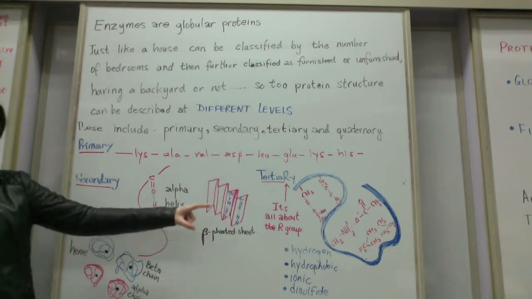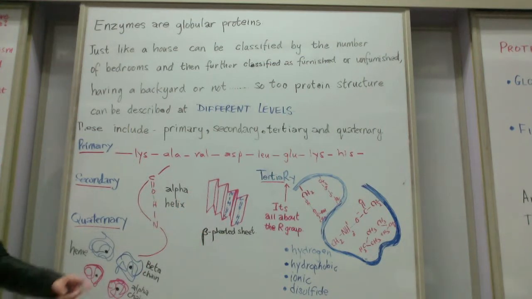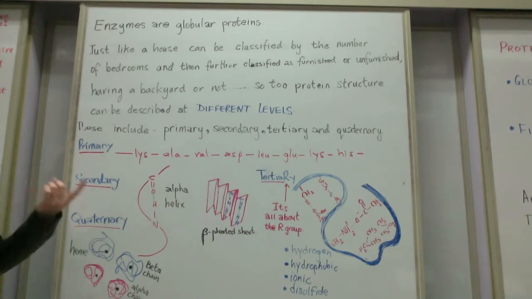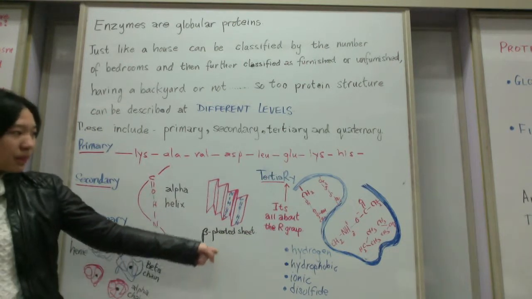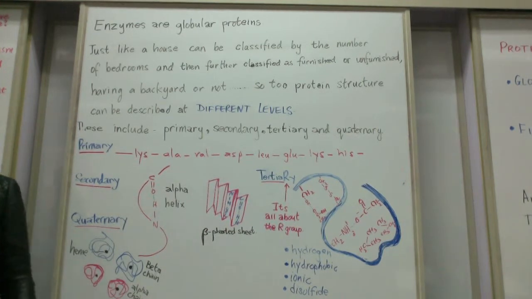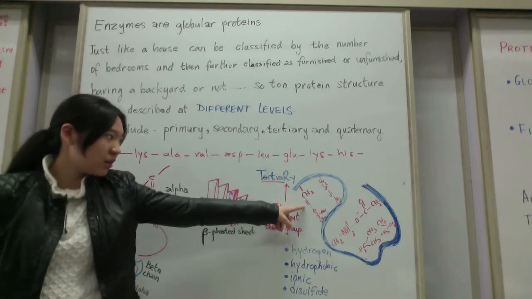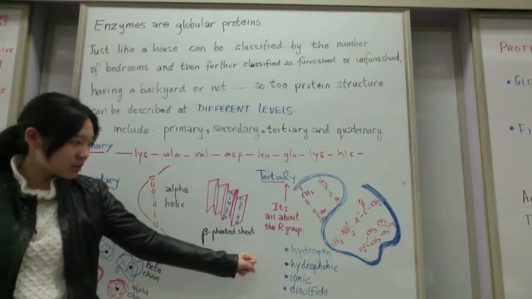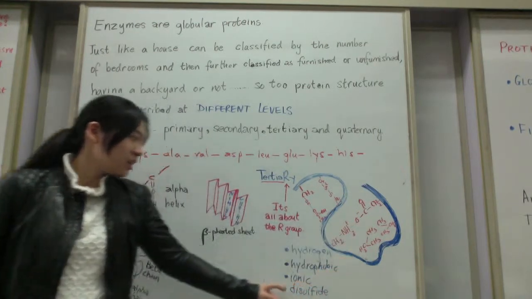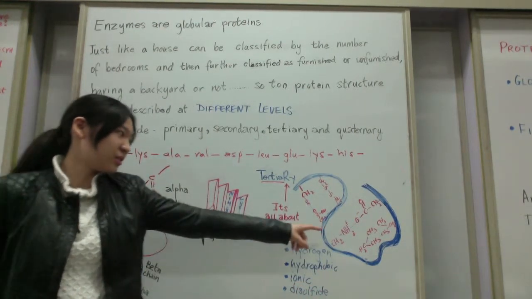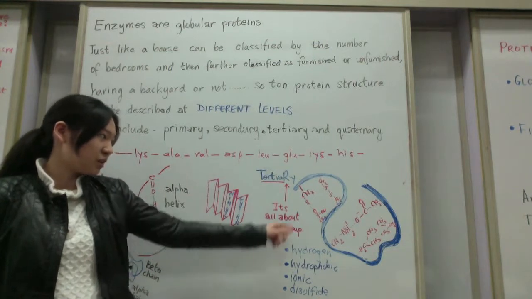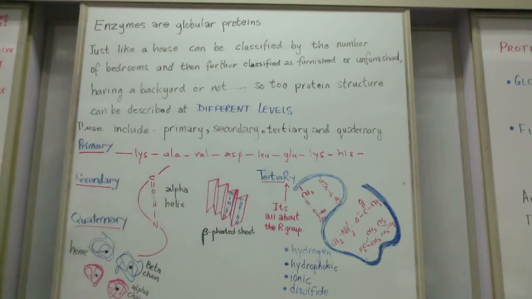But in the tertiary structure, the bondings are between the R groups. In the tertiary structure, the protein actually folds into a shape. It's just either globular or fibrous. There are different types of bondings between different R groups. There's the hydrogen bond between OH and O over here. There's the hydrophobic bond, which is over here. There's also the ionic bond, which is over here. And there's a disulfide bond, which is over here. Depending on the R groups, the protein would either be polar or nonpolar.